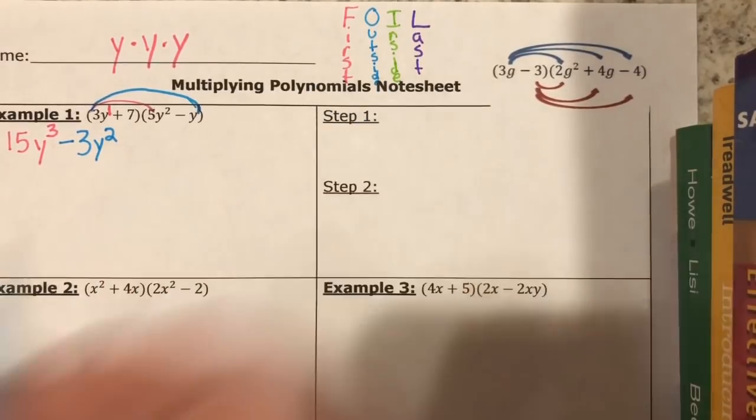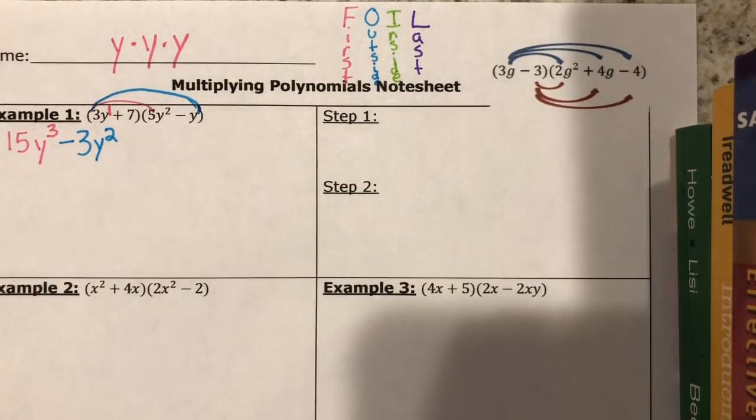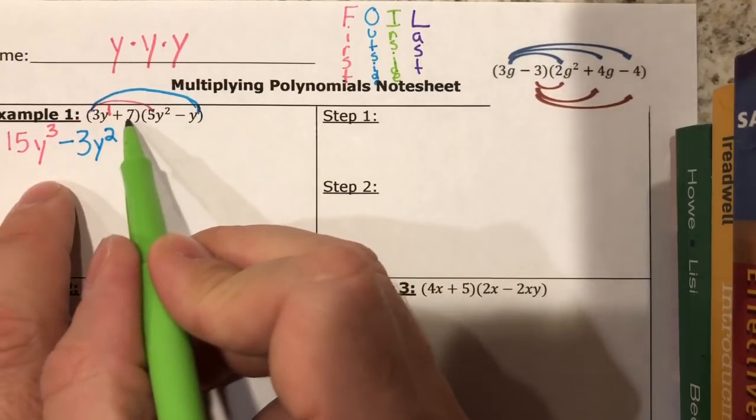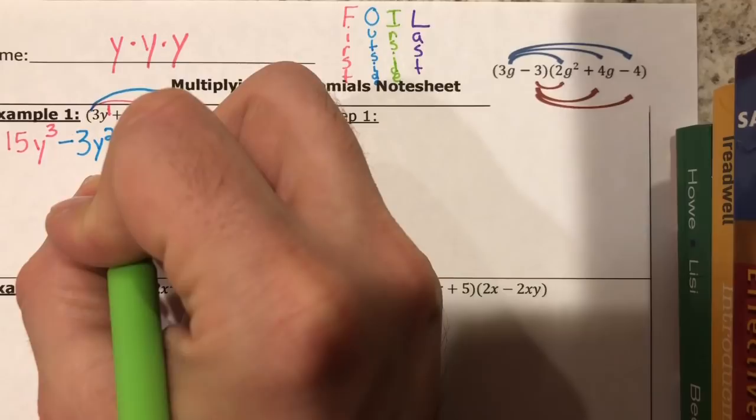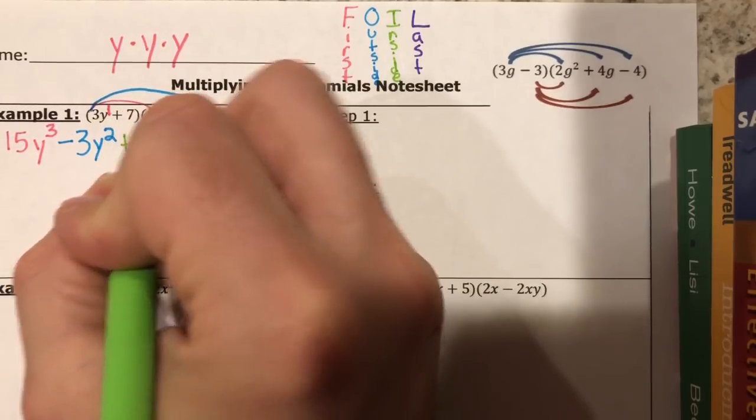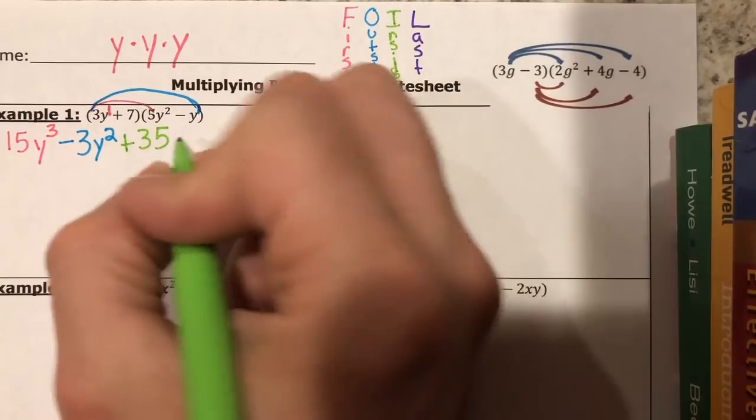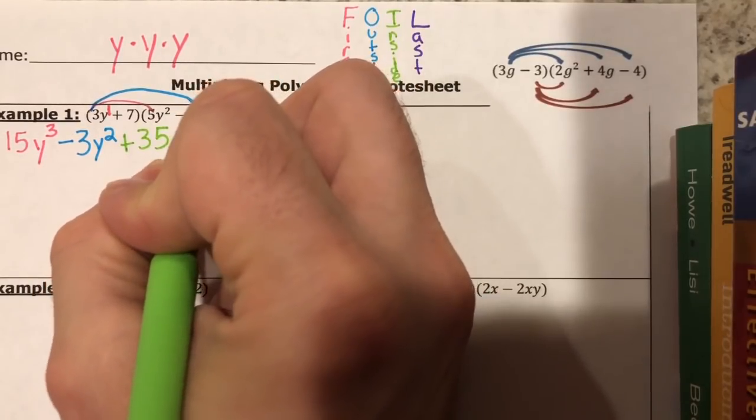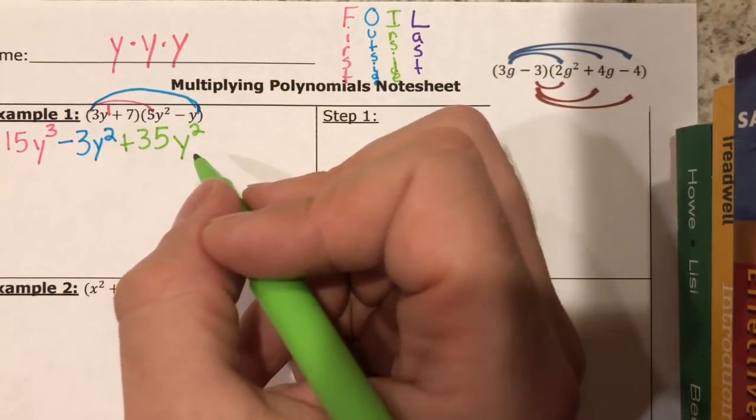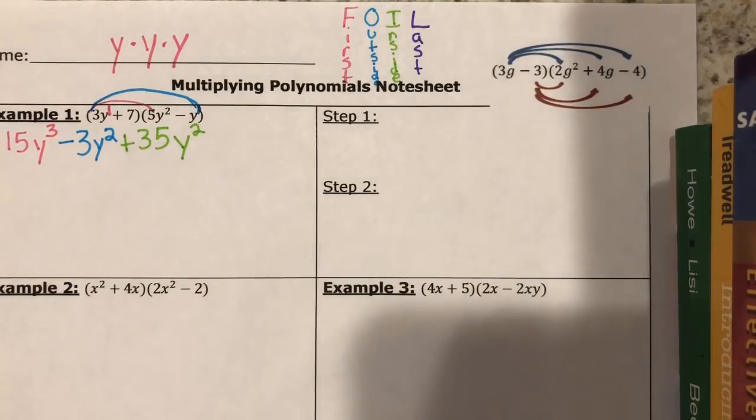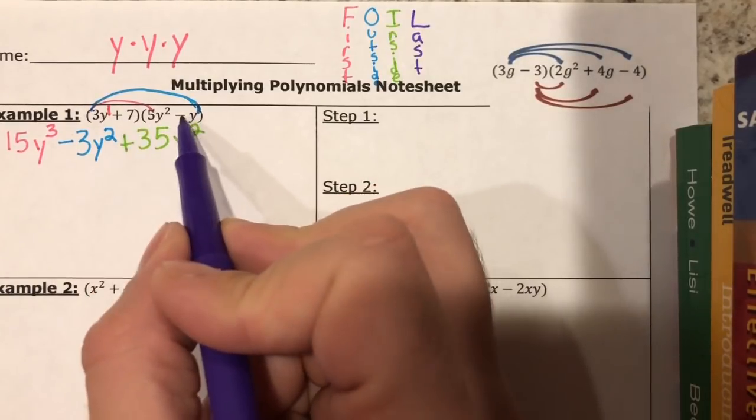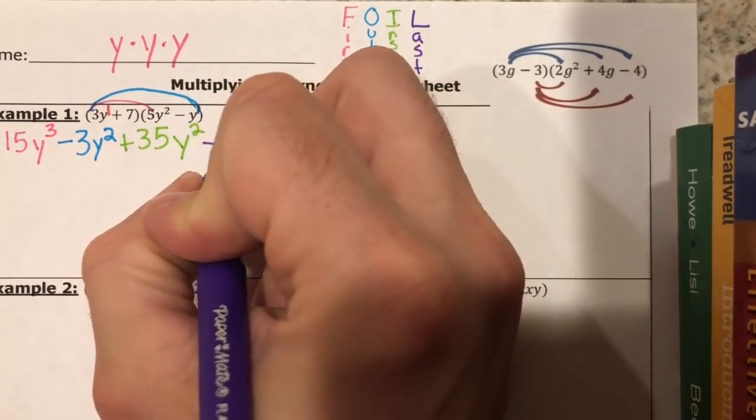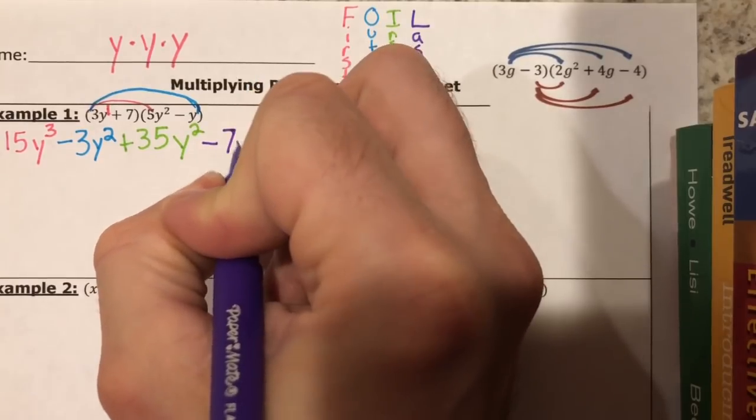Next, we have inside. So the inside of the whole thing would be the 7 and the 5y squared. 7 times 5 is 35, so plus 35. And then we have the y squared that we have to remember to bring down. All right, and finally last. So that means the last term in both parentheses. So we have 7 times negative y, which would be negative 7y.